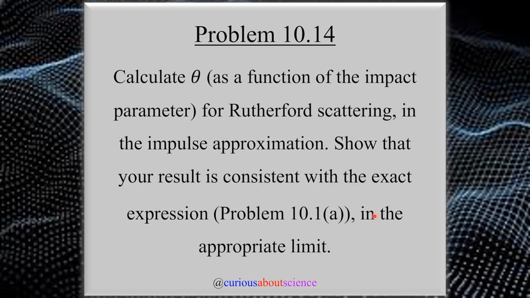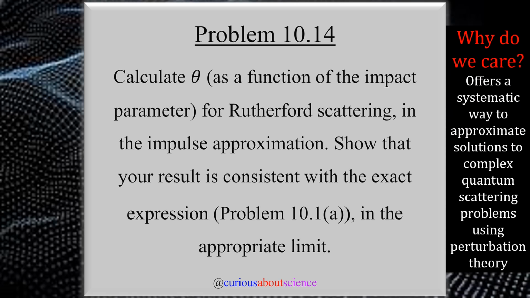The problem at hand today is problem 10.14, in which we want to calculate theta as a function of the impact parameter for Rutherford scattering in the impulse approximation. This impulse approximation is the Born series. And then we want to show that the results are consistent with the exact expression, which we found in 10.1a, in the appropriate limit. So a lot of back checking on this and making sure that the models are all working together. So why do we care?